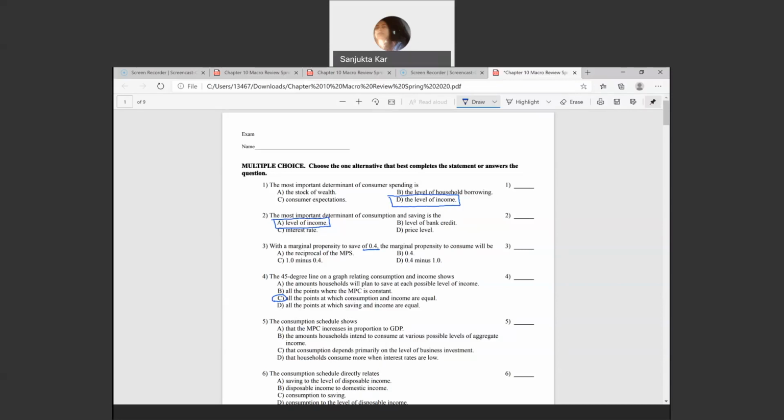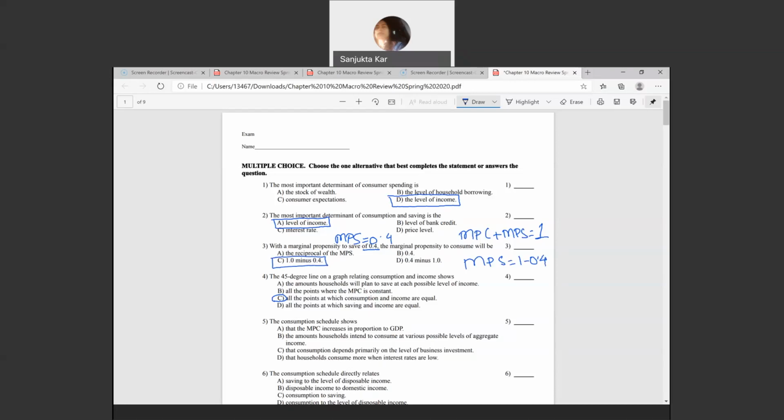Question number 3, the marginal propensity to save is equal to 0.4, and the question they're asking here is what is the marginal propensity to consume. We know that MPC plus MPS, if we add these two, will be equal to 1. So MPC will be equal to 1 minus 0.4. Okay, so it's going to be this question.